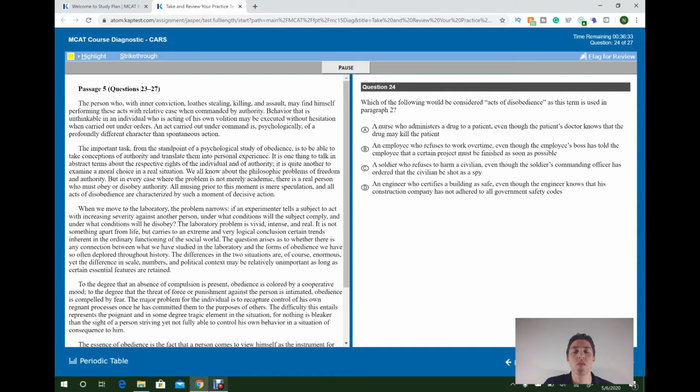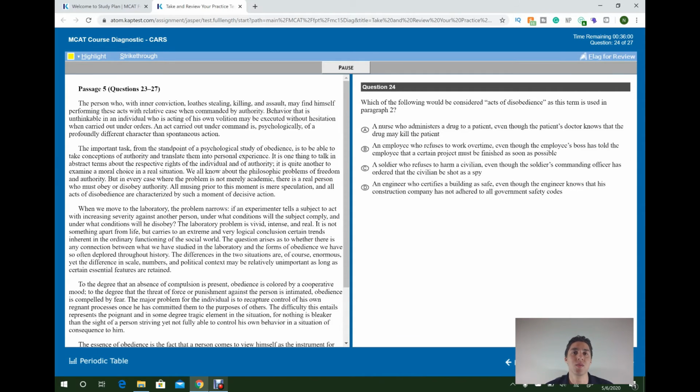Okay, which of the following would be considered acts of disobedience as this term is used in paragraph 2? So now I'm going to go to paragraph 2, and when I see acts of disobedience, I'm going to read that sentence, the sentence above it, the sentence below it, and then from there I need to answer the question, and I should have all the information I need. So at this point, pause the video, and when you finish, just continue so we can discuss paragraph 2.